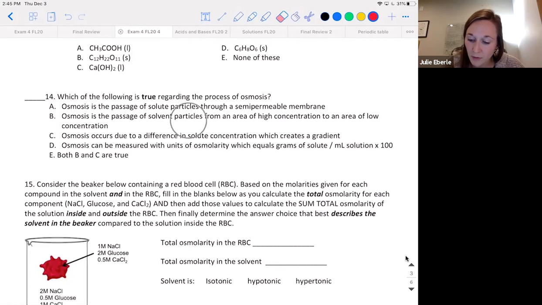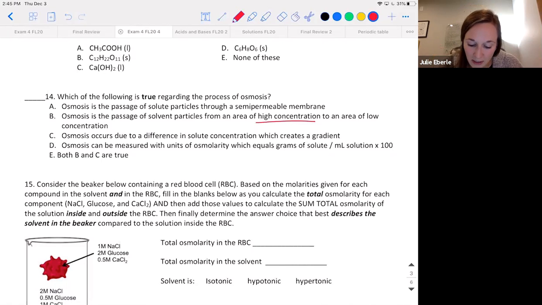Osmosis is the passage of solvent particles from an area of high concentration to an area of low concentration. I did not specify if I was talking about solvent or solute, and I realized that. In the video, I taught it as though we were talking about solute concentration, so that is the way I'm going to assume you guys interpreted it, because that's the way I taught it. In my head, I think I was trying to say high solvent concentration to low solvent concentration, but you can't interpret that from this question.